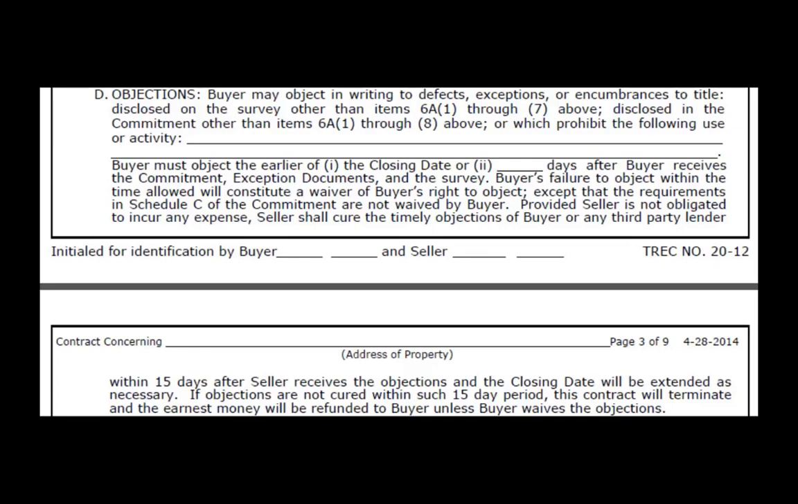This is one area where I strategically leave a blank empty, and it's for this little timeline here. It says that the buyer must object the earlier of the closing date or blank days after the buyer receives the commitment. If I'm representing the buyer, I don't want to put any additional constraints on my client, just acting in their best interest. I want to give them as much time as possible.